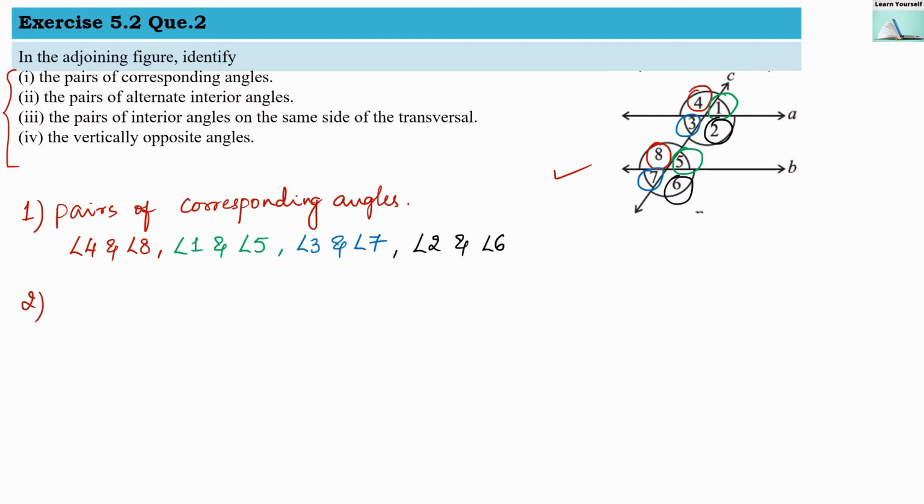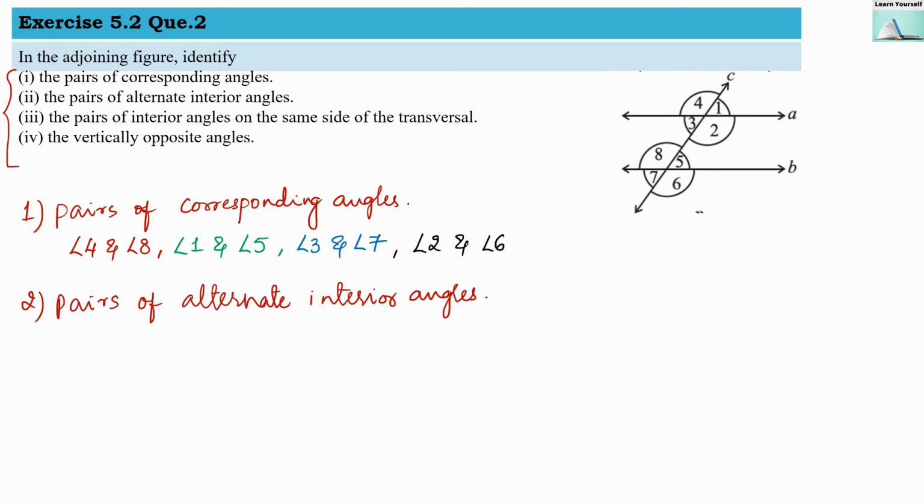Second, pairs of alternate interior angles. Understand here that those angles should be interior. What are the interior angles? These 4 are interior angles. Along with the interior angles we are finding alternate interior angles, so diagonally opposite angles will be alternate interior angles. Angle 3 and angle 5 are alternate interior angles, that is the first pair. As you can see, they are diagonally opposite and they are interior.